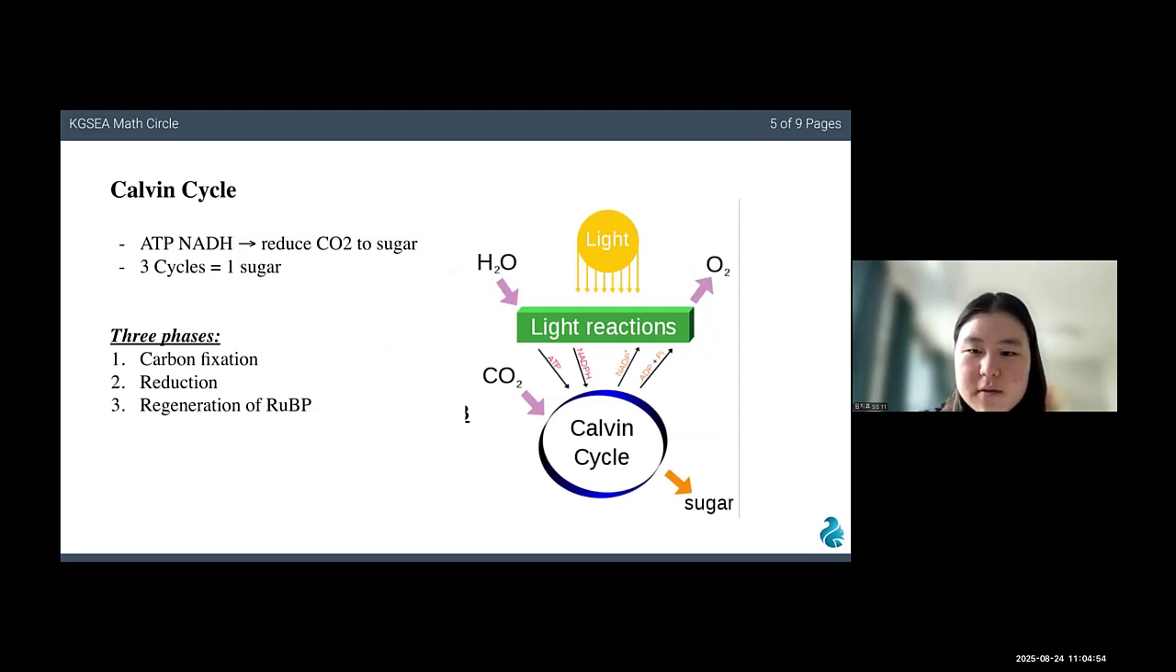The second stage of photosynthesis is called the Calvin cycle. Unlike the light reactions, this stage does not require light directly. Instead, it uses the ATP and NADPH generated earlier to convert carbon dioxide into sugar. It takes 3 full cycles of reactions to produce 1 sugar molecule. The Calvin cycle has 3 main phases: carbon fixation, reduction, and regeneration of RuBP.